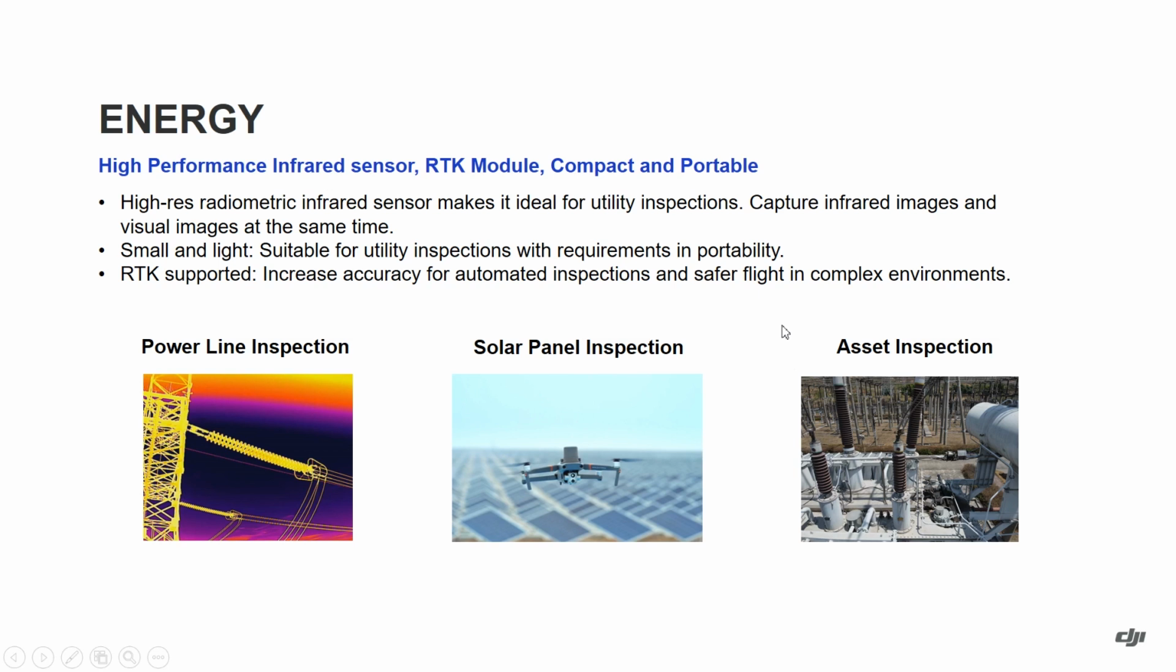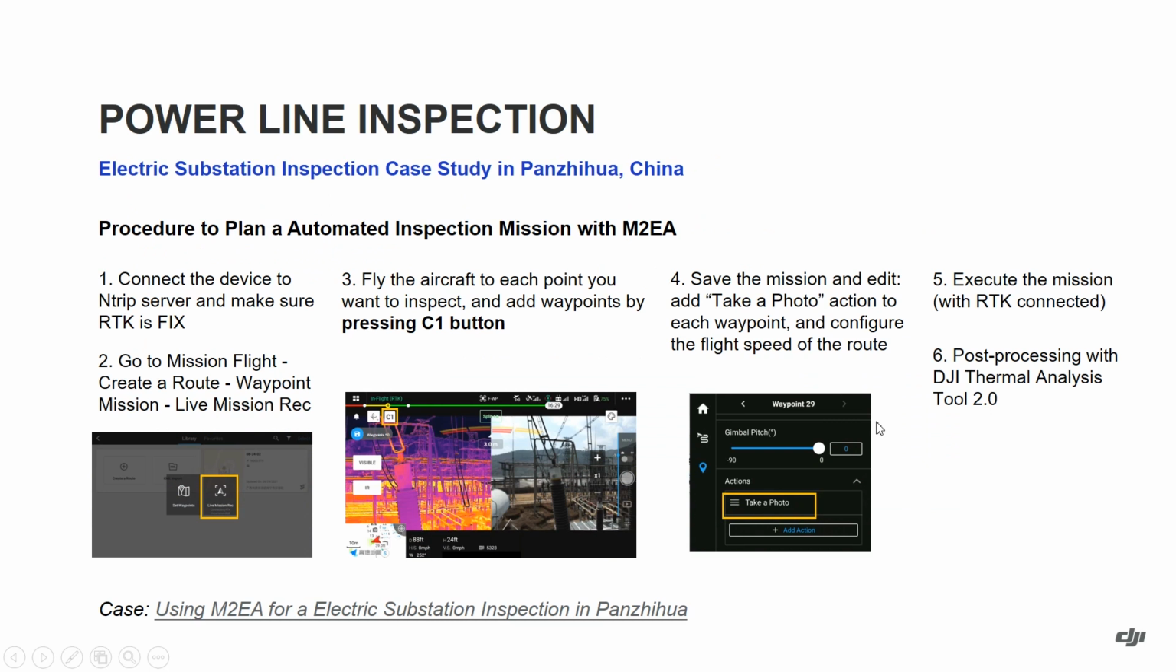With this drone camera capability, you also need to remember that this drone is so small and light in weight, making it quite suitable for utility inspections with requirements in portability, and also, for example, scenarios with complicated environments and very narrow space. And the third point is that the drone is RTK supported, which means that it can increase accuracy for automated inspections and safer flights in complex environments. Actually, here we have a case study for the inspection of an electric substation with M2EA in Panzhihua, China.